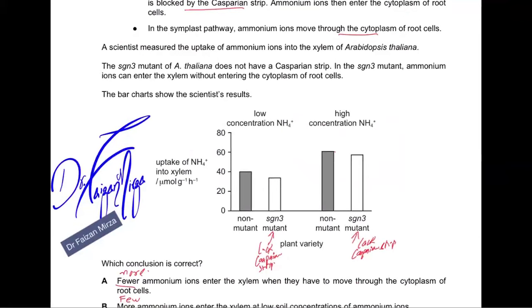A scientist measured the uptake of ammonium ions into xylem. This SGN mutation of A. thaliana, okay, does not have a Casparian strip. In this mutant, ammonium ions can enter xylem without entering the cytoplasm of the root because the Casparian strip is not there. The bar chart shows the scientist's results.